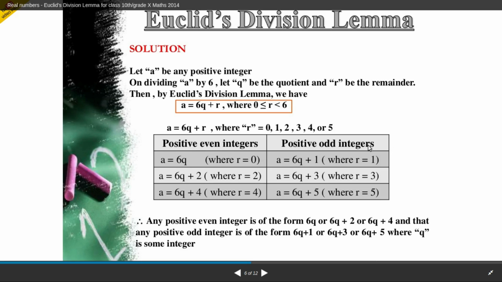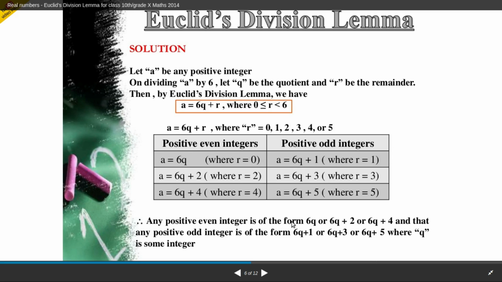Similarly, for positive odd integers, an even number multiplied with any number, the product will be an even number. If I add an odd number to it, finally I will get an odd number, right? So 6q plus 1, where 1 is an odd number, 3 and then 5. So these three are the expressions which are positive odd integers, right?